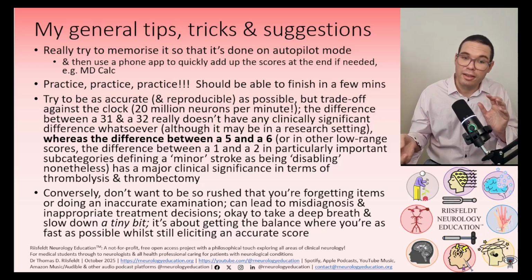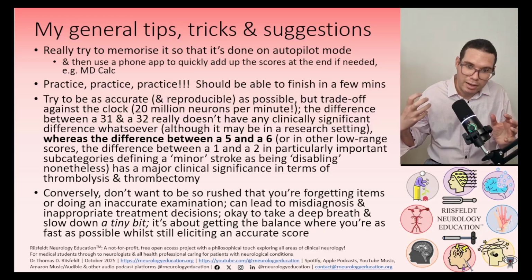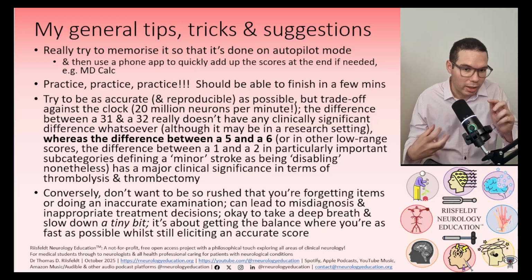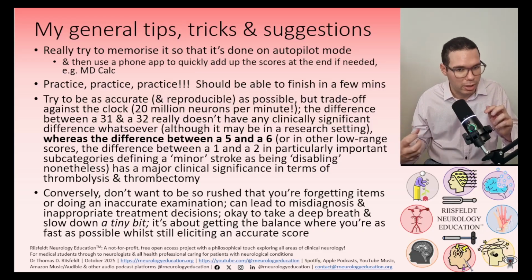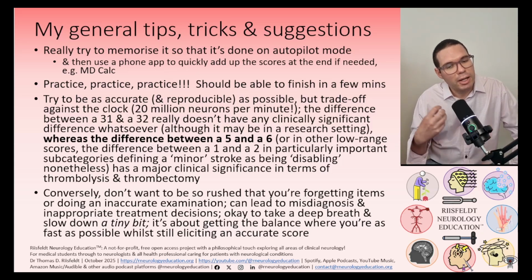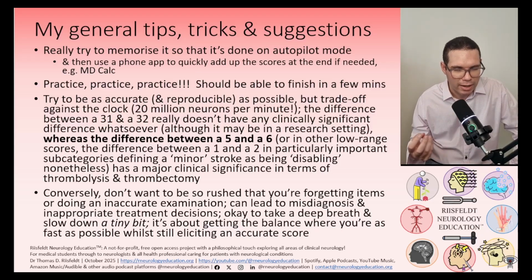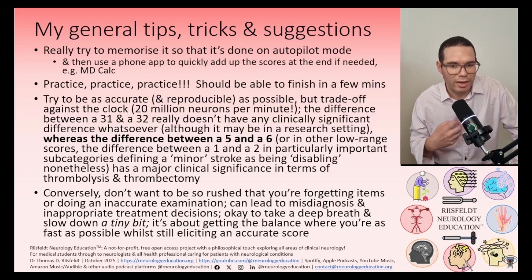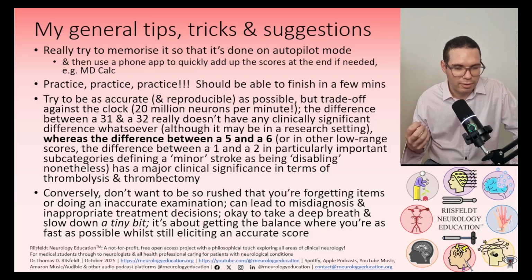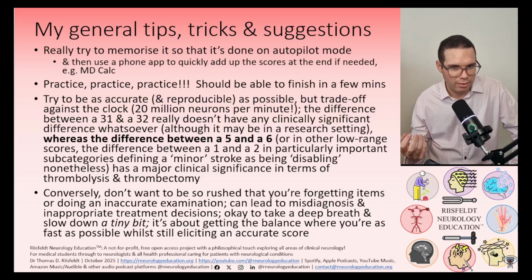Now, the other side of that is, yes, I've been emphasizing how important it is to be quick and efficient. You don't want to lose all your 20 million neurons per minute. But the other consideration is you don't want to be so rushed that you're a nervous wreck and you're forgetting items and doing an inaccurate examination, because that's not helping anyone. That just leads to misdiagnosis and inappropriate treatment decisions.